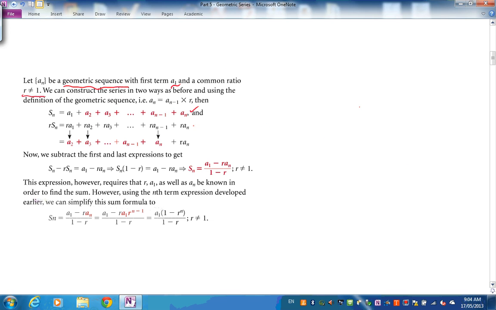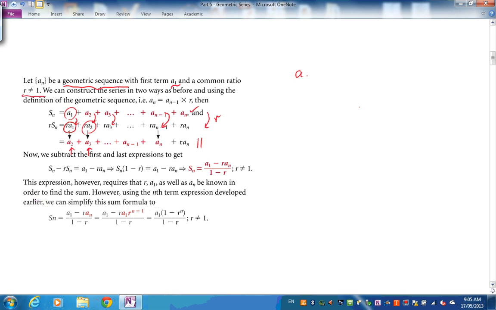Then we're going to multiply each of those terms by R. So A1 becomes RA1, A2 becomes RA2, etc. And A(n-1) becomes R times A(n-1). Well, what have we actually done? They're trying to put it down here that if you multiply A1 by R, you get that. And what's the definition of R times A1? That's A2. R times A2, that must be A3.